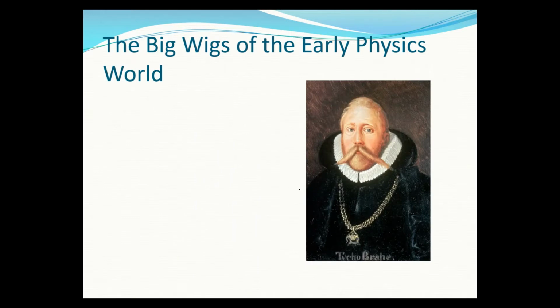Okay. So this next bigwig had a great mustache, and he wasn't someone who came up with models, but what he did was he viewed the night sky every single night. Not a planetarium, but an observatory, that's what I'm looking for. They didn't have telescopes back then, but he used his observatory and he made really accurate observations of the planets.